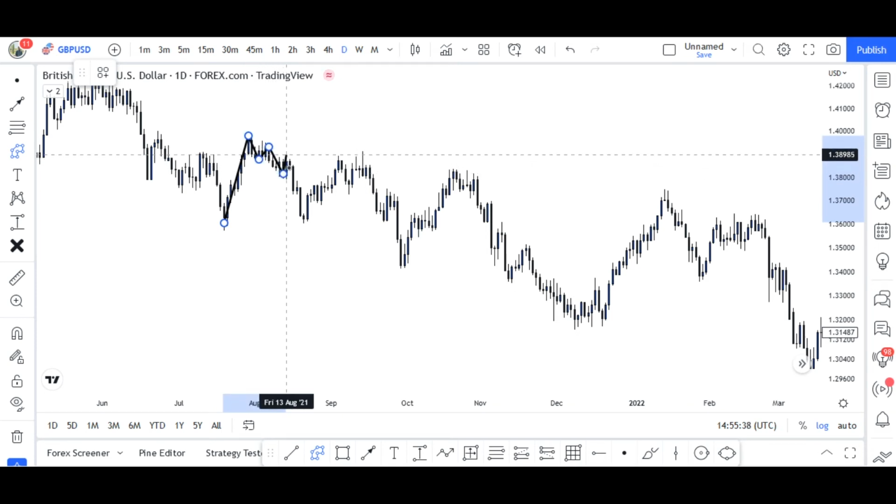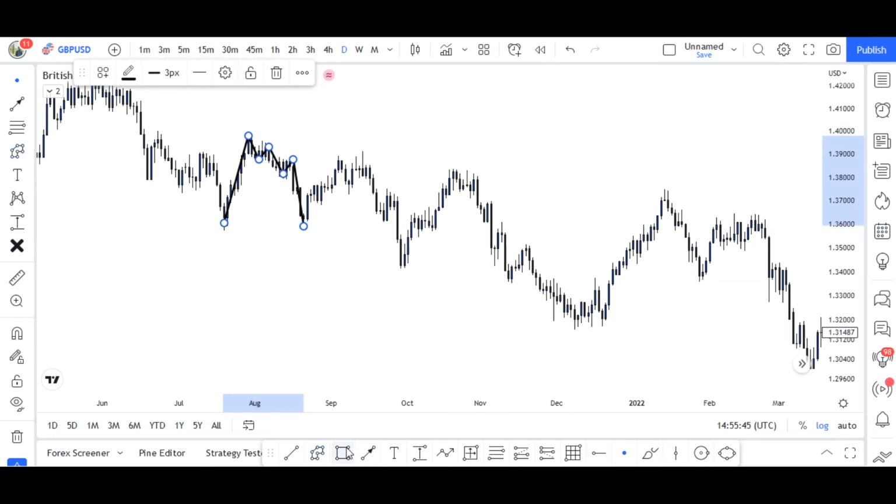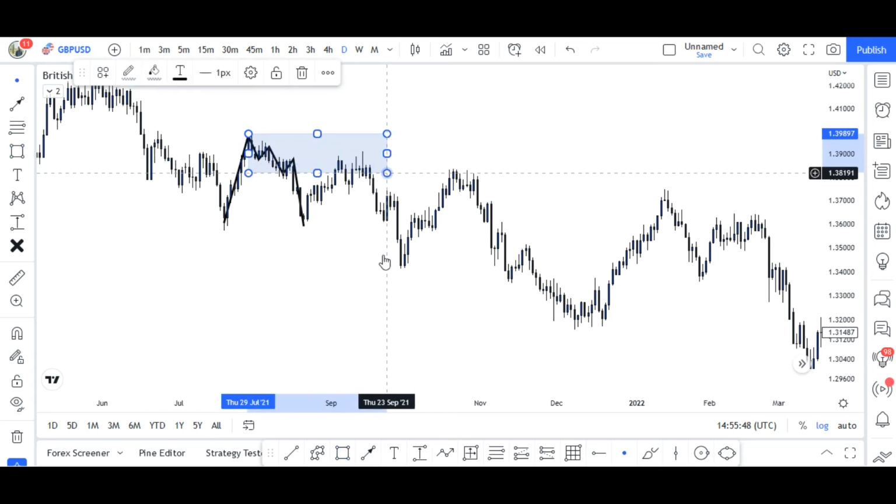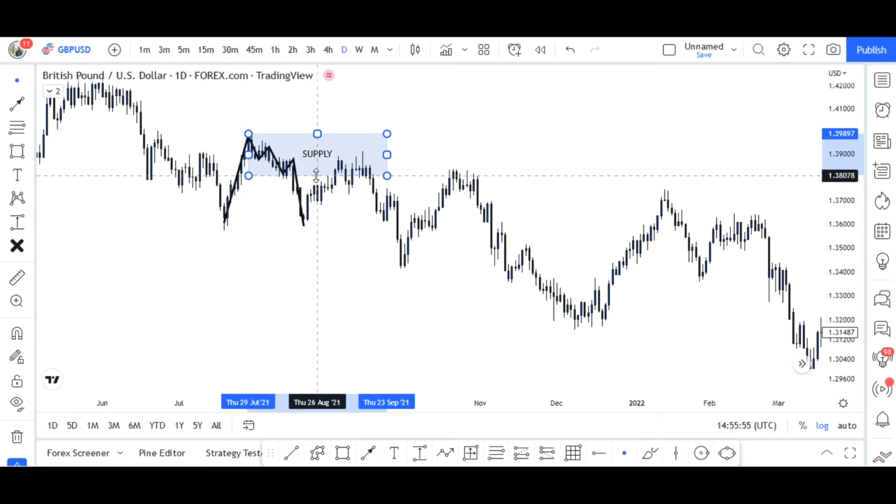Form of consolidation, right? Here, before the market traded down. So what are we expecting? We are expecting the market to come into this zone here and then sell. So this becomes our supply zone.